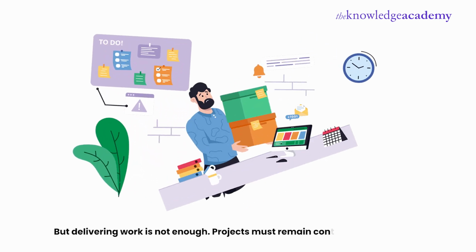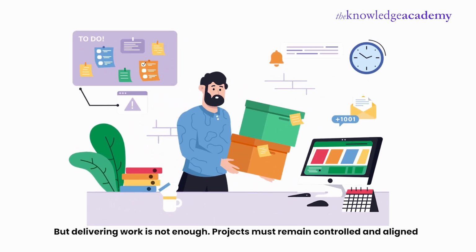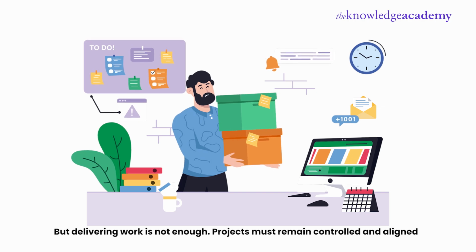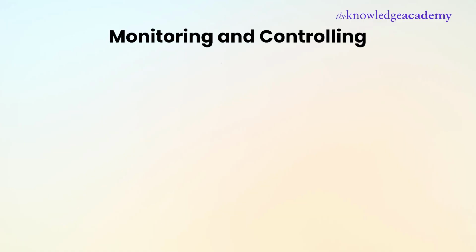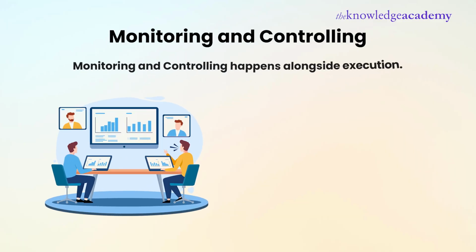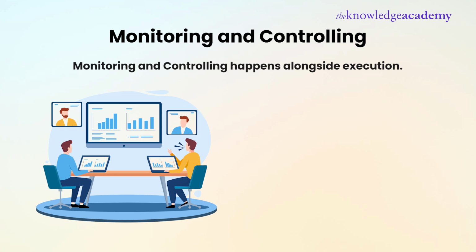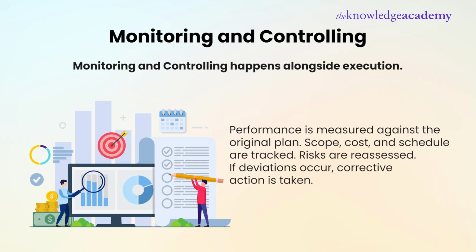But delivering work is not enough. Projects must remain controlled and aligned. Monitoring and controlling. Monitoring and controlling happens alongside execution. Performance is measured against the original plan. Scope, cost, and schedule are tracked. Risks are reassessed. If deviations occur, corrective action is taken.